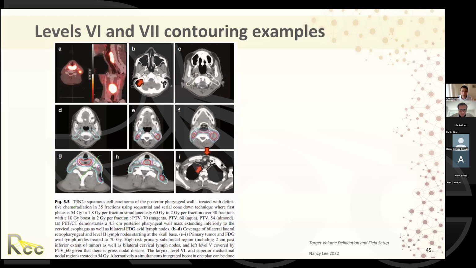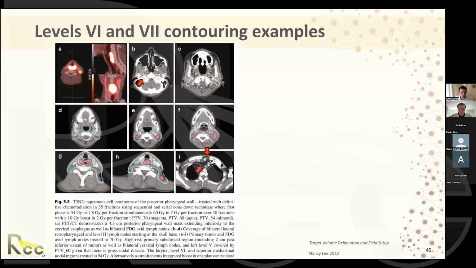Pharyngeal wall buys you bilateral level 7 coverage of the skull base, no matter what. And then because this was extending down into the hypopharynx and piriform sinus, they're also covering level 7. And then you can see there was quite a bit of nodal burden here, and also significant inferior extent of disease in the hypopharynx. So on this most inferior slice, they are covering the esophagus here.